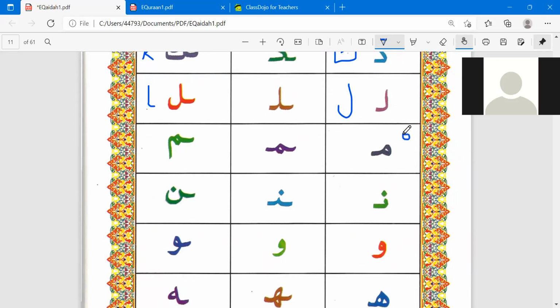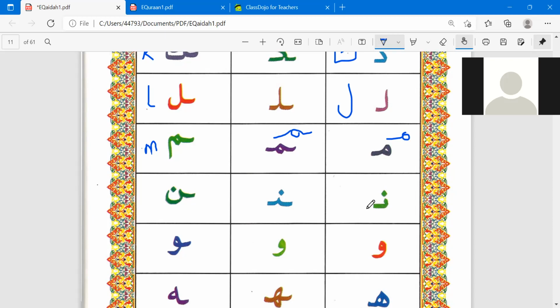The next letter is called mim. Mim just like a zero at the beginning. In the middle, one letter is coming to join the mim, and mim also precedes, okay? And the mim at the end is like this, and mim sounds maliki, malik, mu'allim.